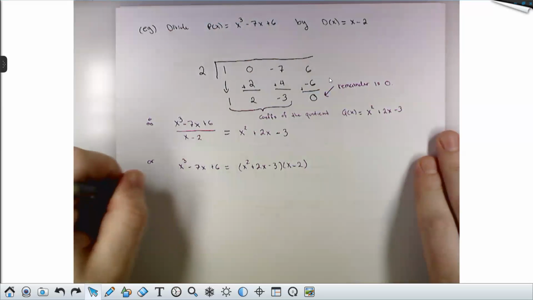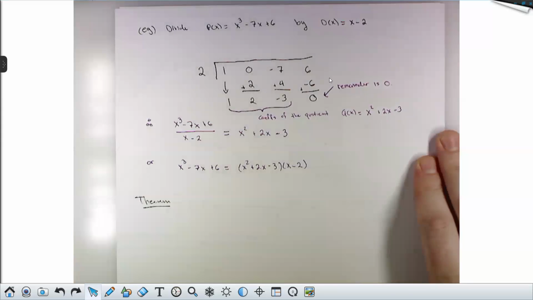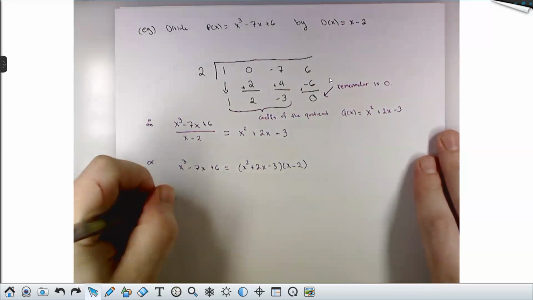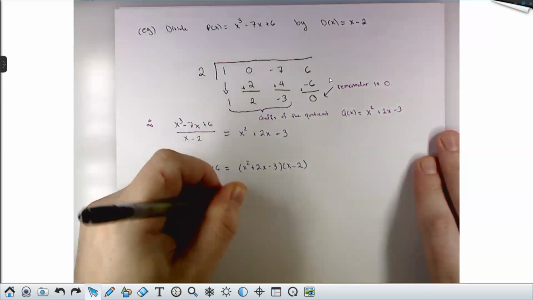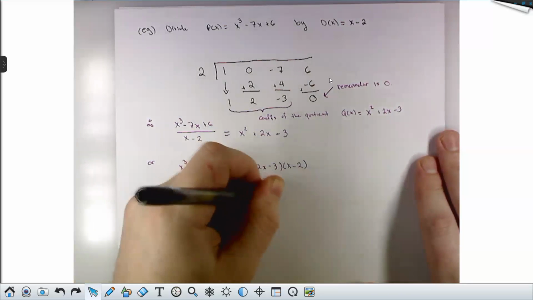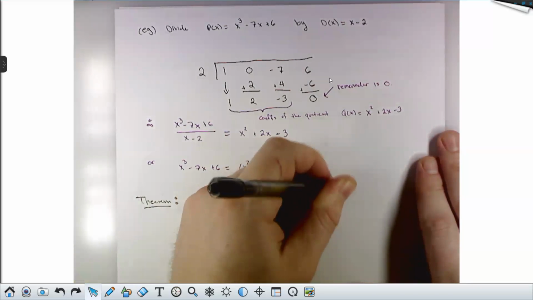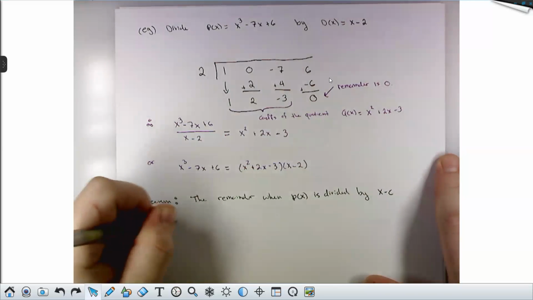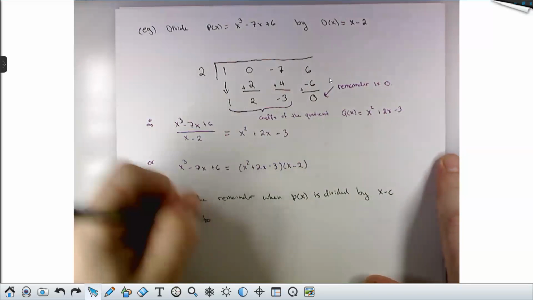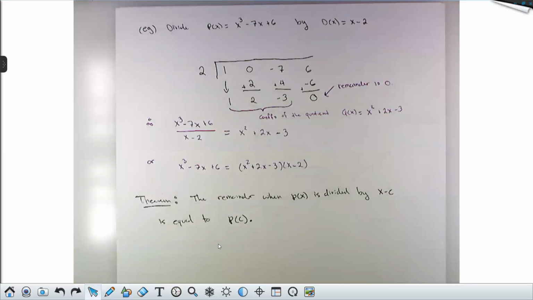Here's the theorem. And I'm actually going to prove this for you guys. The proof is not that hard. Theorem: the remainder when the polynomial p of x is divided by x minus c is equal to p of c. And this is actually a big, fat, awesome, important theorem.